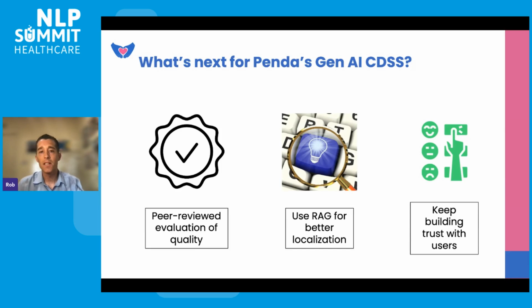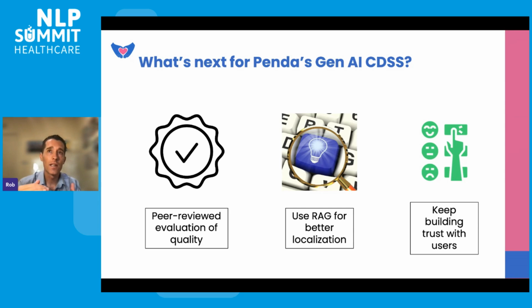So I want to end just by talking about what's next. For Penda specifically, we are looking to do a really detailed peer-reviewed evaluation of quality, and there's two stages to this. The first is looking directly at the AI output and really saying, okay, this one was great. What made it great? This one was not so great. Maybe it wasn't sufficiently locally relevant, or maybe it just didn't actually serve up what we think are the true differential diagnoses for this situation.